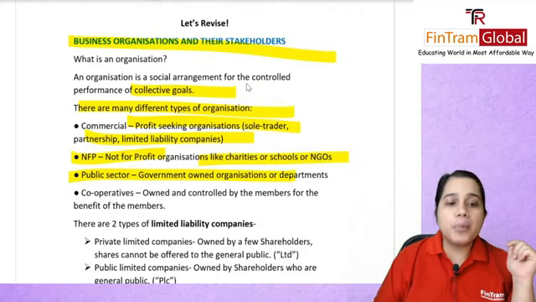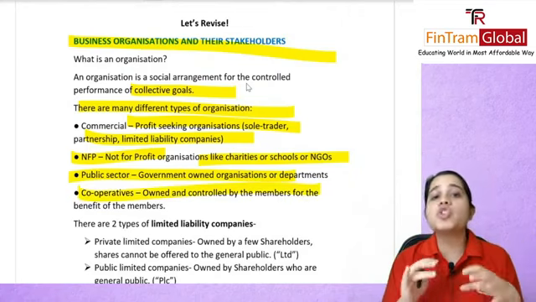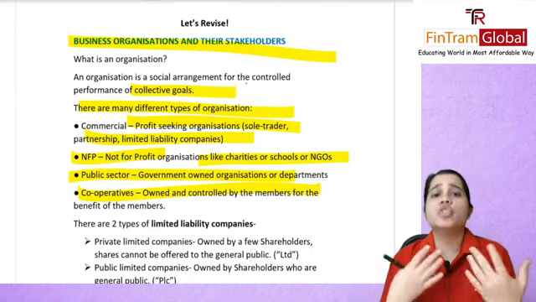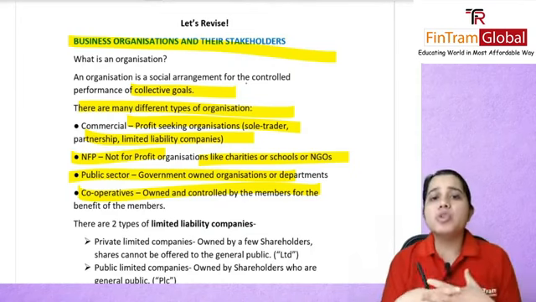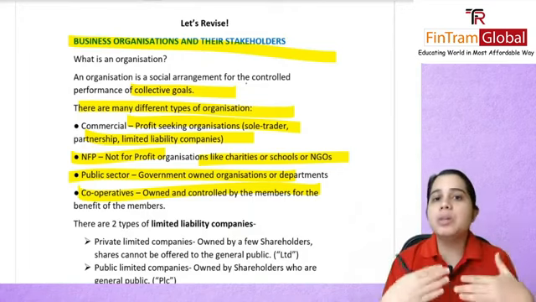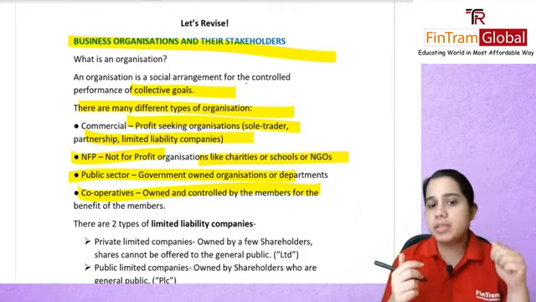We had cooperatives. This is something which is owned and controlled by the members. So people who have, let's say, the same social needs or aspirations, they'll come together and form this sort of organization, which is a cooperative, and it will be mainly for the benefit of the members.